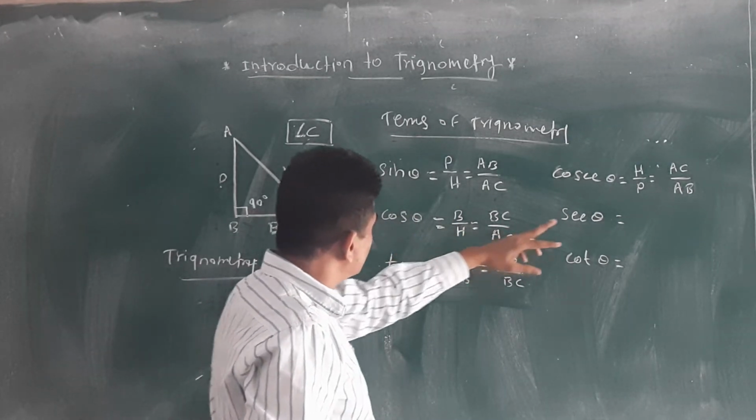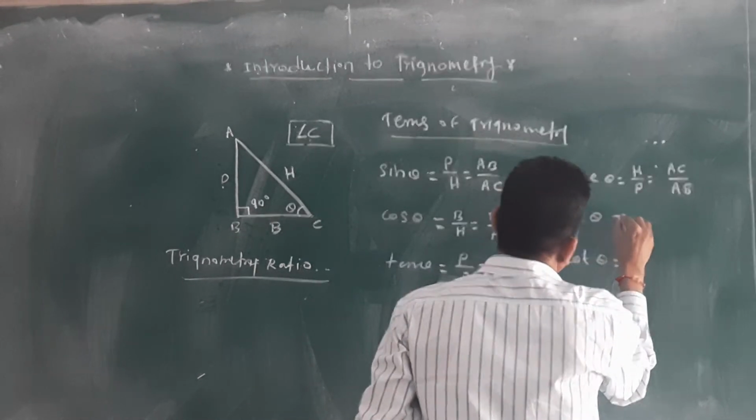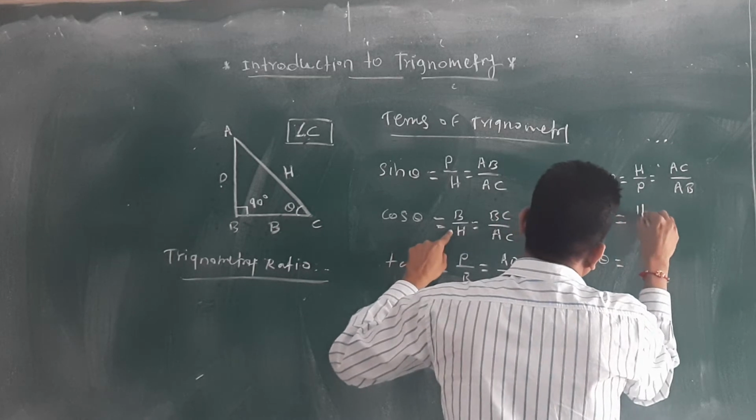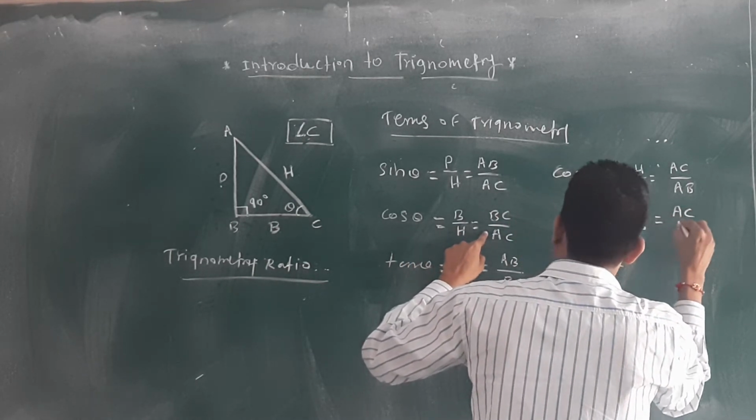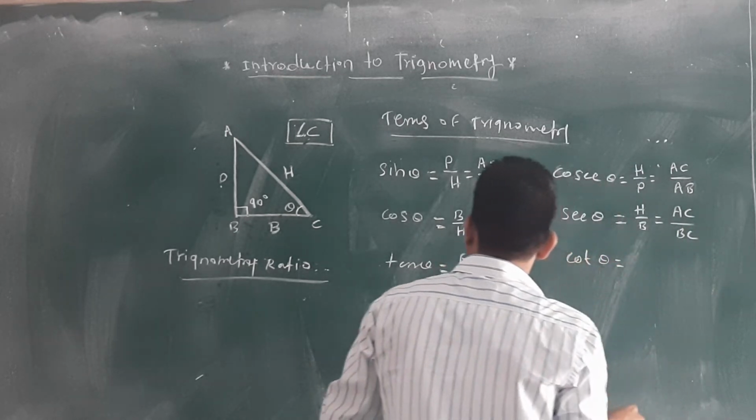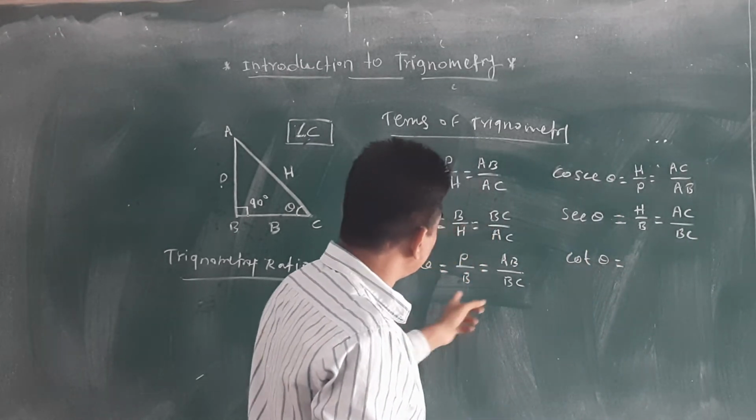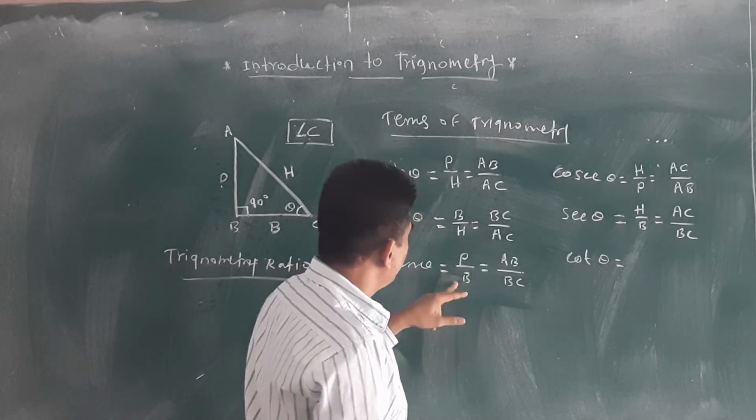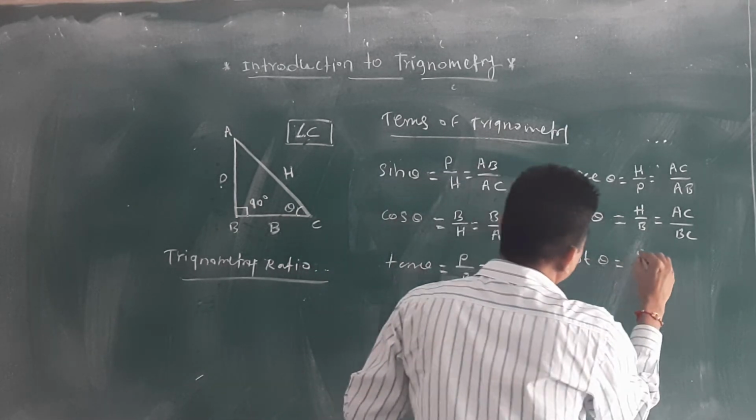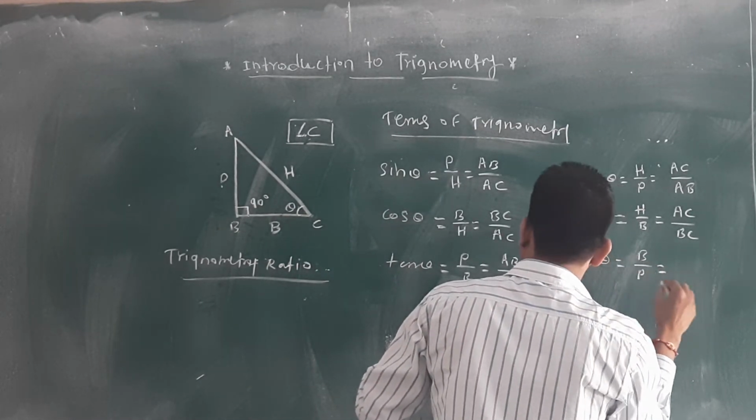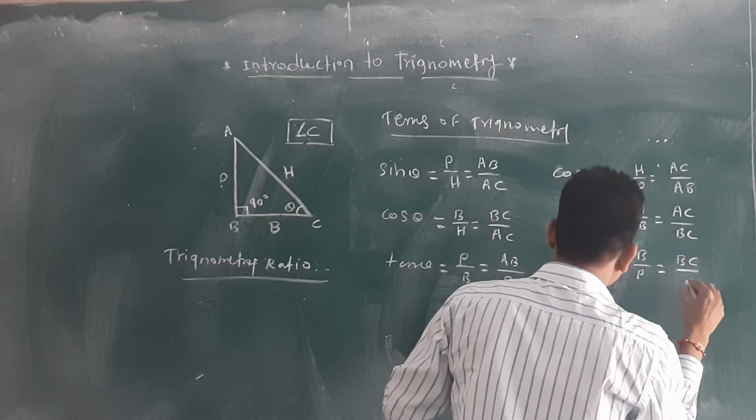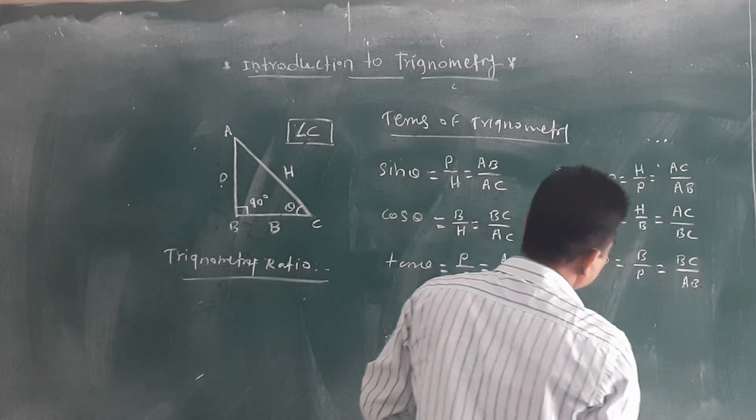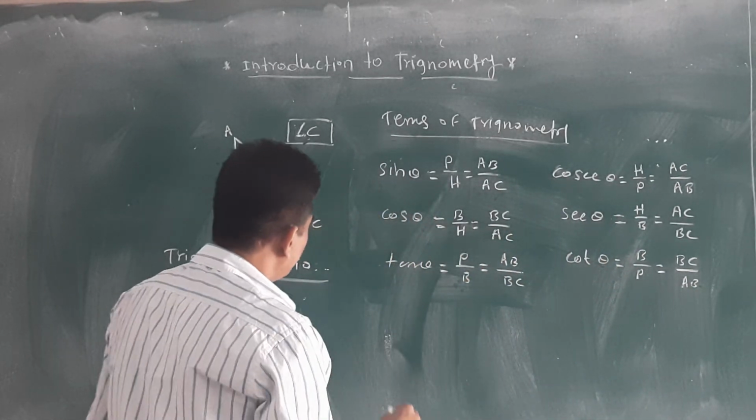Same thing is here. Then cos theta is the reciprocal of the sec theta. Then how to write it again? H by B. Then you can write AC divided by BC. And last, tan theta is also the reciprocal of the cot theta. P divided by B means B divided by P. You can write the reciprocal of that tan theta as BC divided by AB. In this way, you can write.